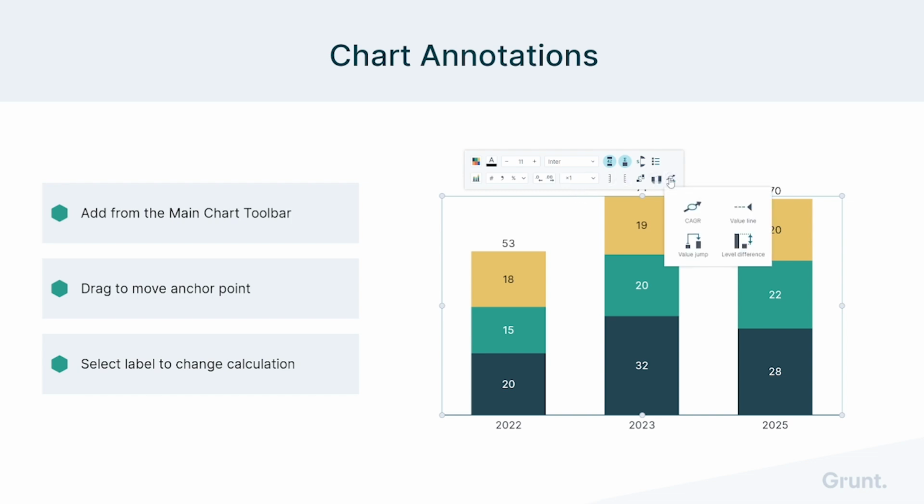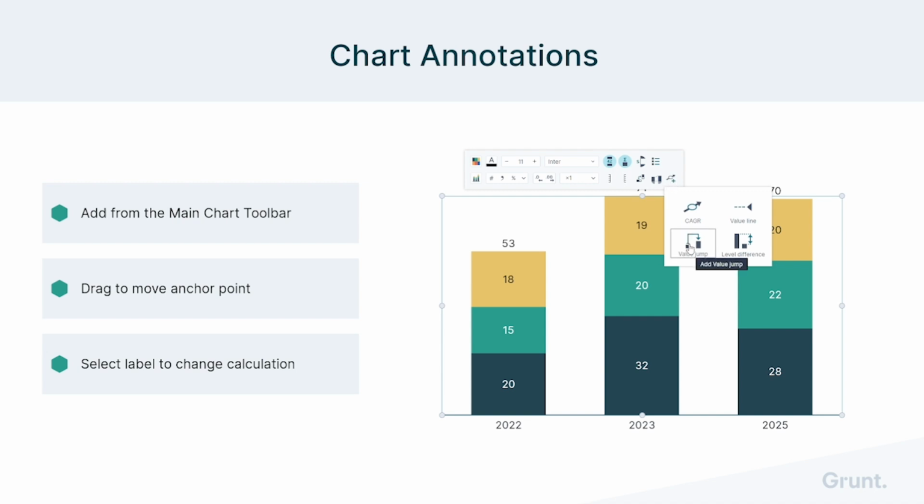To the right here, you'll see that we currently support 4 different types of chart annotations. First, the compounded annual growth rate, or the CAGR. Second, the value line. Third, the value jump. And fourth, a level difference. In this video, we'll cover the value jump and the CAGR.